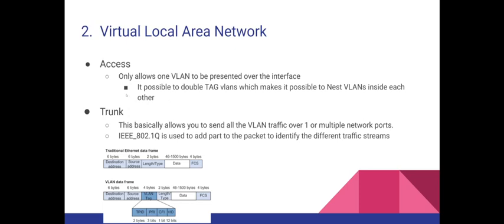And then trunk basically allows you to send all the VLANs over one or multiple network ports. The IEEE 802.1Q standard is basically used to identify the different traffic streams. So as you can see, we have a packet over here. This is how a normal packet would look. And if we add our VLAN data to it, you get a VLAN tag, and it will consist of a TPID, a PRI, a CFI, and a VID. So this basically will store the information of the VLAN.